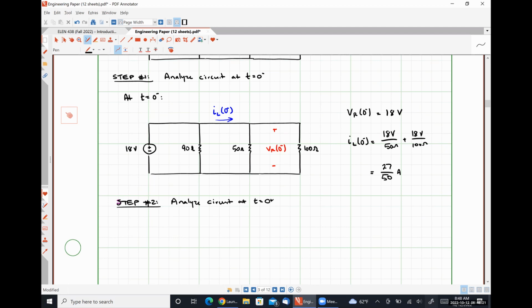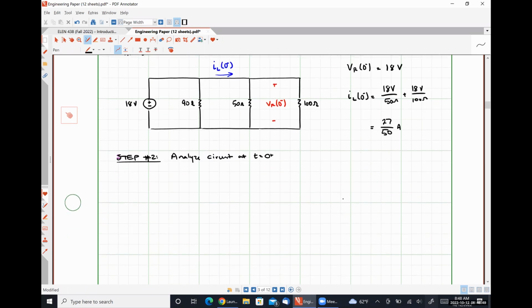We are now going to analyze the circuit at t equals 0+. This is the moment in time after the switch has changed states. So we are now no longer in a DC steady state, which means our inductor is no longer behaving like a short circuit. Or a better way to put that would be, it might not be behaving like a short circuit, because it is a possibility that it could be.